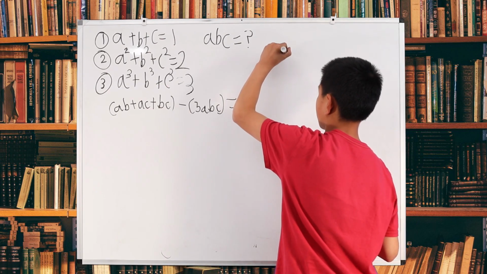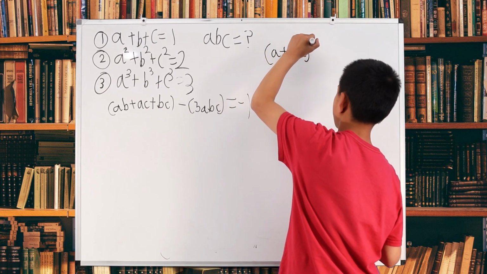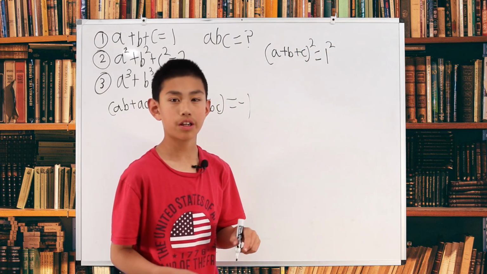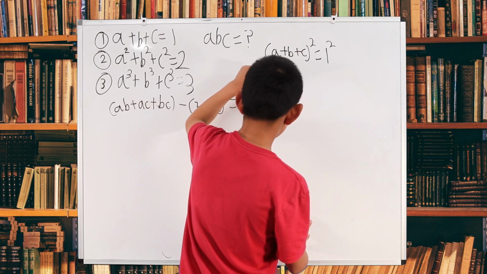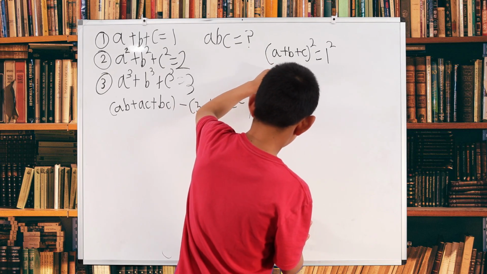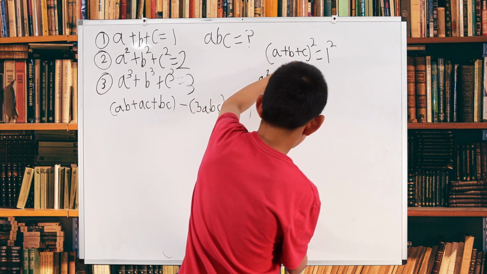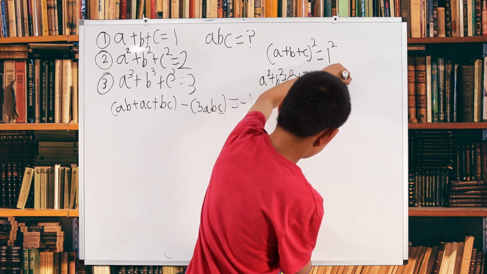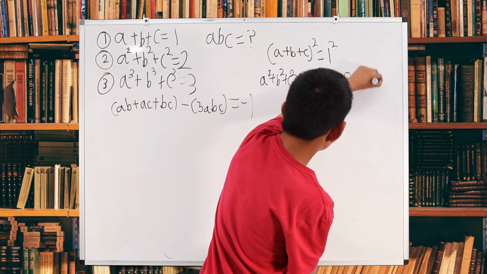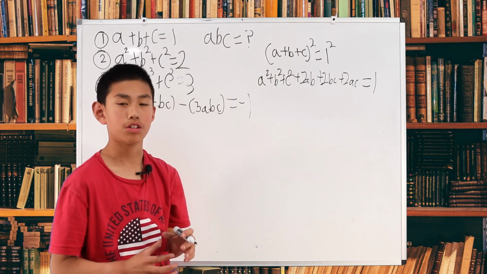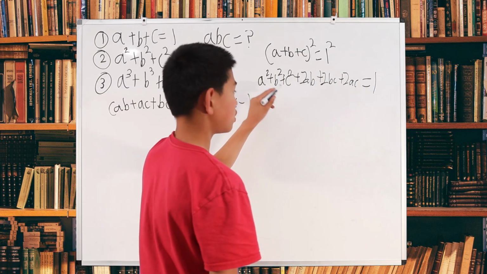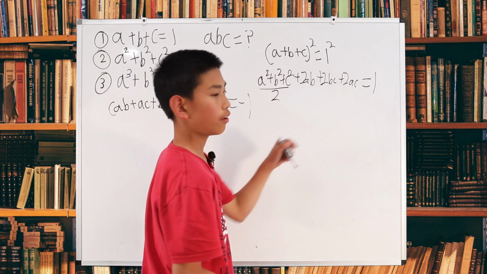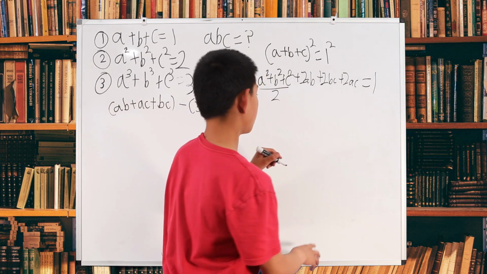That's going to be (a plus b plus c) squared is equal to 1 squared, or 1, right? So therefore, we can evaluate it down here. It's going to be a squared plus b squared plus c squared plus 2ab plus 2bc plus 2ac is equal to 1, because 1 squared is equal to 1. So we know what this is already because it's stated up here. This is 2. And we can subtract 2 from both sides. So this side is going to be negative 1.